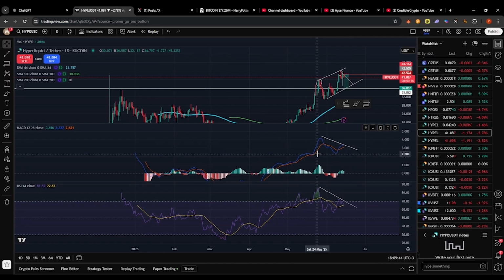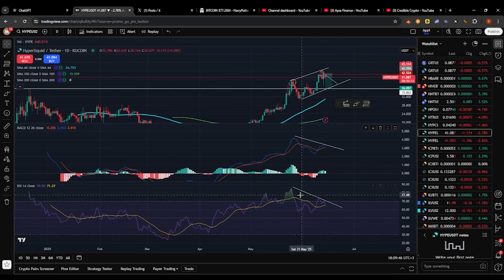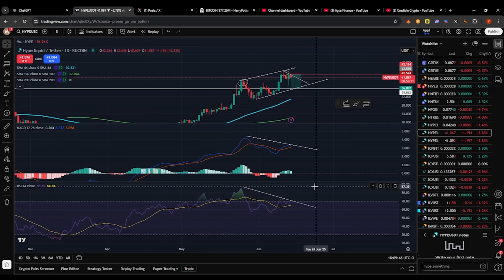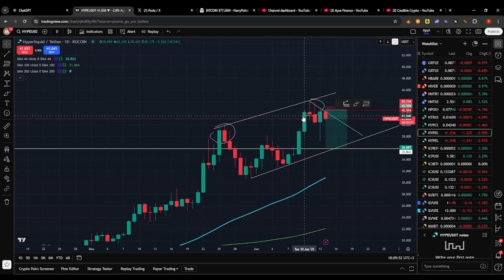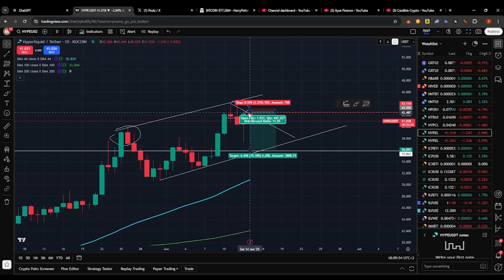Neither did the MACD. Now, one of them on their own is a strong confirmation, but both of them is a really strong confirmation that price is most likely going to correct. So we can see that the price of Hype is actually dropping right now. We had a huge wick, it came back up, and for me, I took this as an opportunity to short.